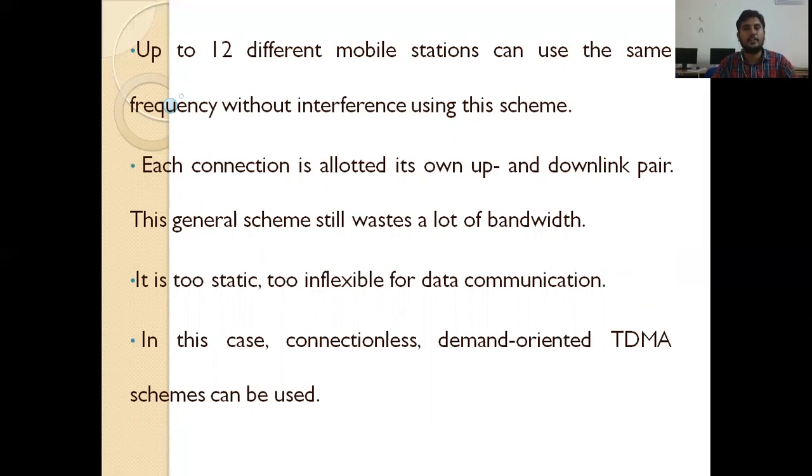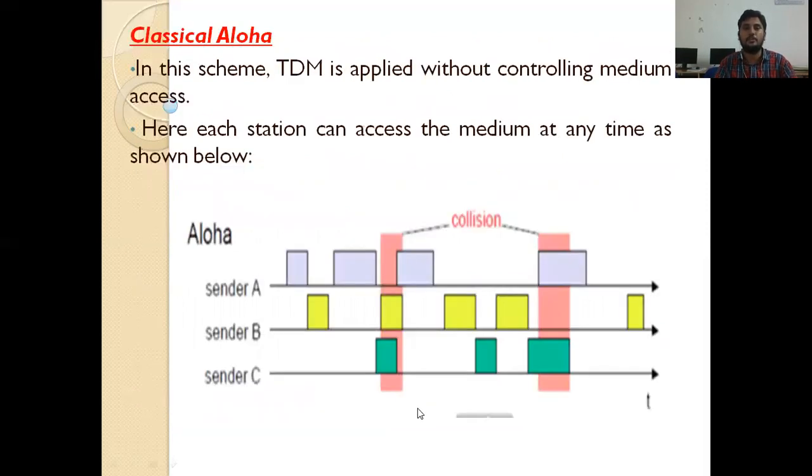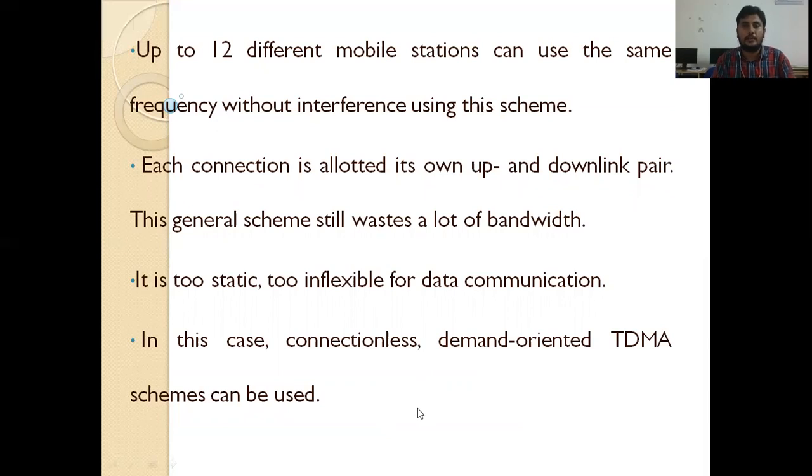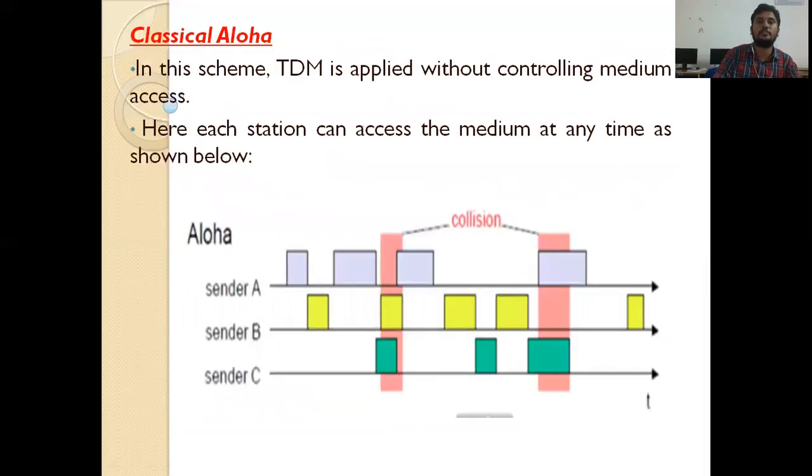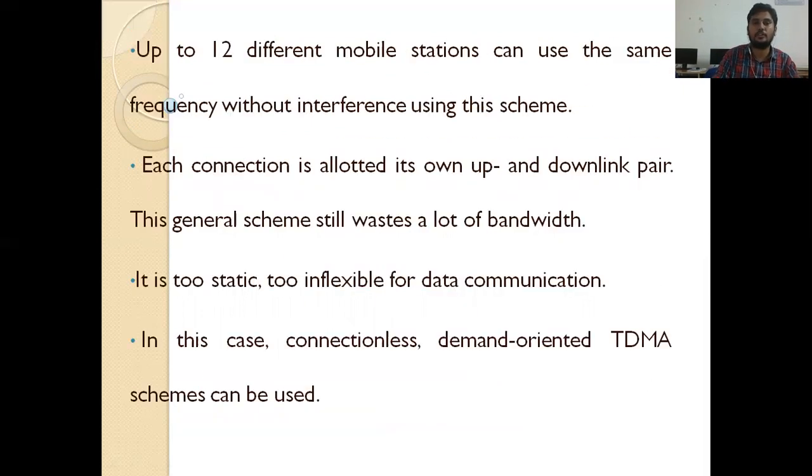Each connection is allocated its own up and downlink pair. This general scheme still wastes a lot of bandwidth. It is too static, too inflexible for data communication. In this case, connectionless and demand-oriented TDMA schemes can be used. This is just the introduction to how the TDMA is divided and what the sub-TDMA schemes are. That is what we will discuss in the next class.